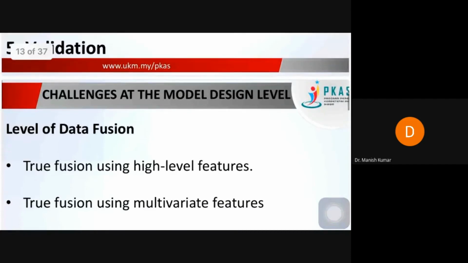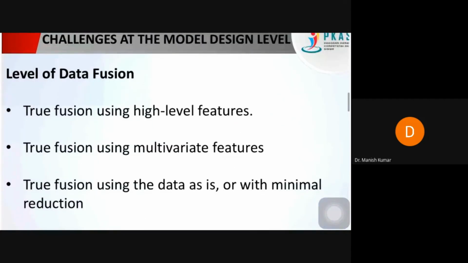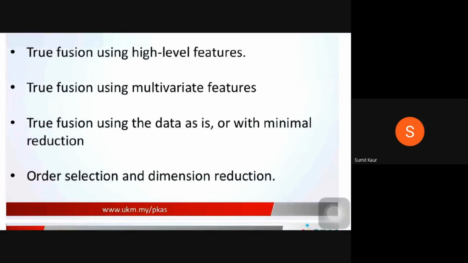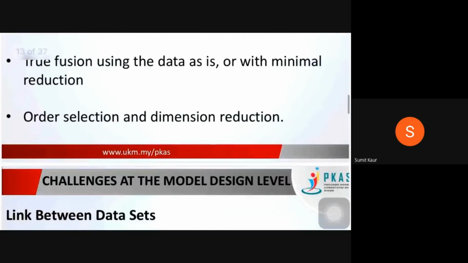When we say level of data fusion, we mean fusion using high-level features, fusion using multivariate features, and also fusion using data as is or with minimal reduction. So we have three different approaches for managing the level of data fusion. The last one is order selection and dimension reduction. When we are in the right order and the right dimension, the data will make more sense for what we want to use them for.